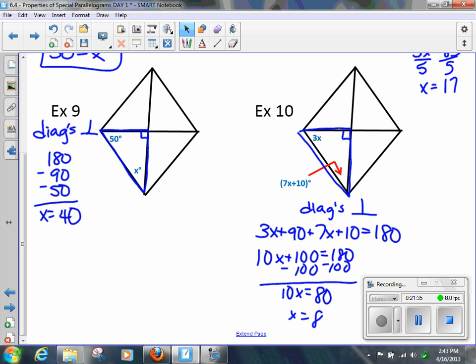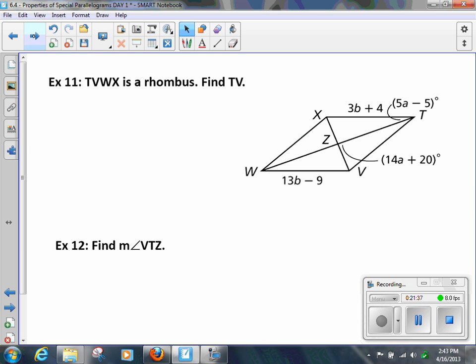Same thing. Look at this example 11. TVWX is a rhombus. Find TV. When you see the word rhombus, immediately, what do you need to throw in this picture? Right angles. I better throw it in there just to see. All four sides are congruent. Mark up your picture.